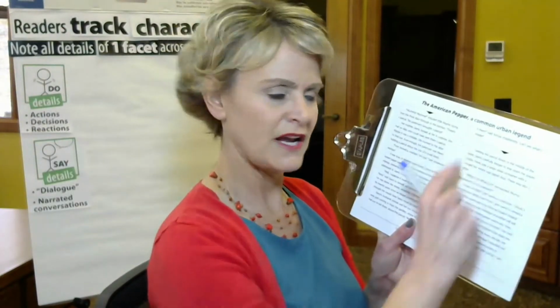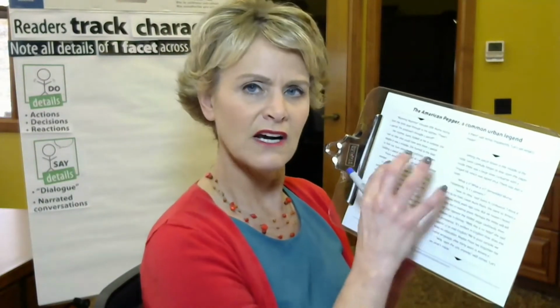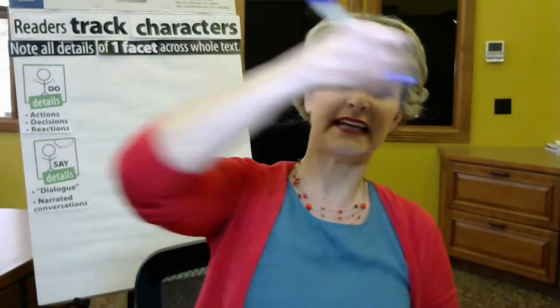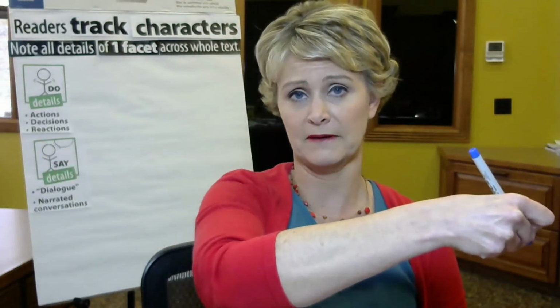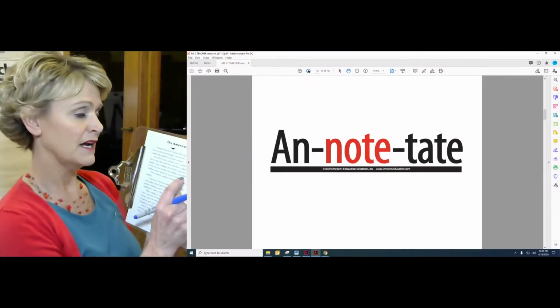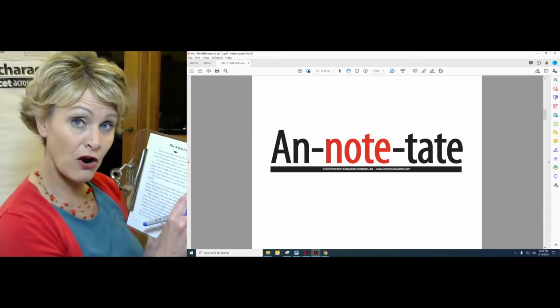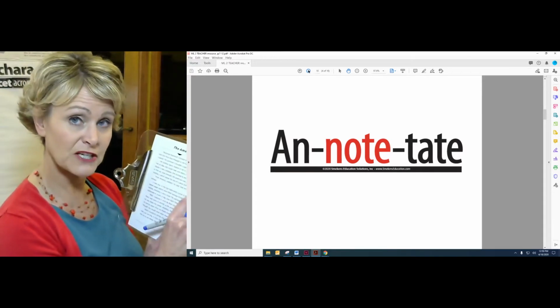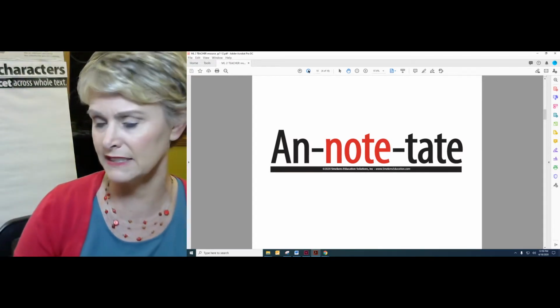Do you remember what annotation was? That's when you write inside the text, in the margins, you mark up the text. All right, that's annotation. Note taking is what we did in the last lesson when we lifted details out and wrote them on another piece of paper. Okay, well, as we're annotating, remember what annotation is. I'm not just going to underline or circle or mark something. I also have to put my thought, my note in the margin. Remember, note is in the middle of annotation.